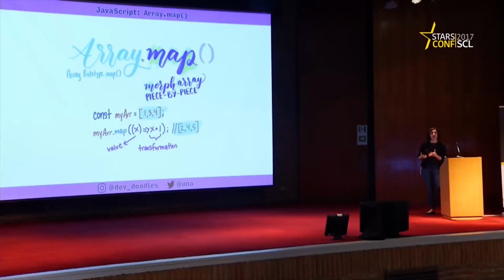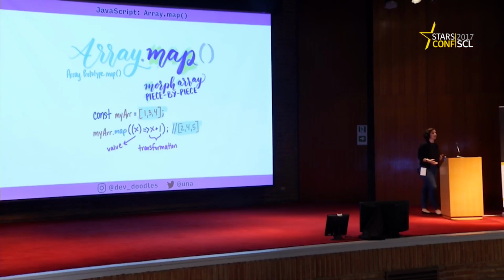The way that I remember map is by using that mnemonic of word association. So the way that I remember array.map is morph the array piece by piece. So here I have an example: I have this array, my array, 1, 3, 4 are the items in it, and then I do my array.map, and here I have the transformation where I take the value and I morph that value piece by piece. Each piece of the array is getting morphed to create 2, 4, 5. So just one way to remember what I'm doing with an array.map.